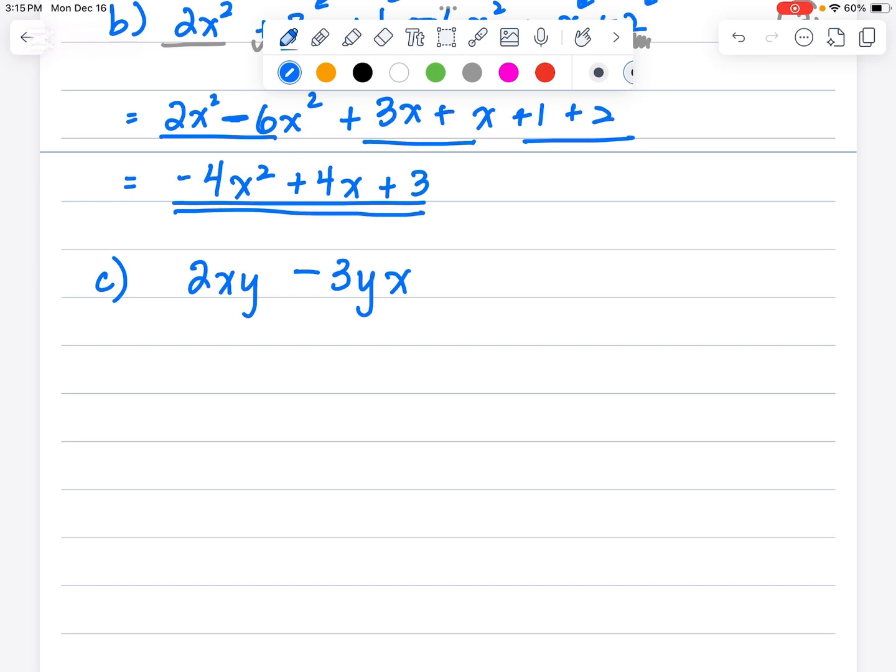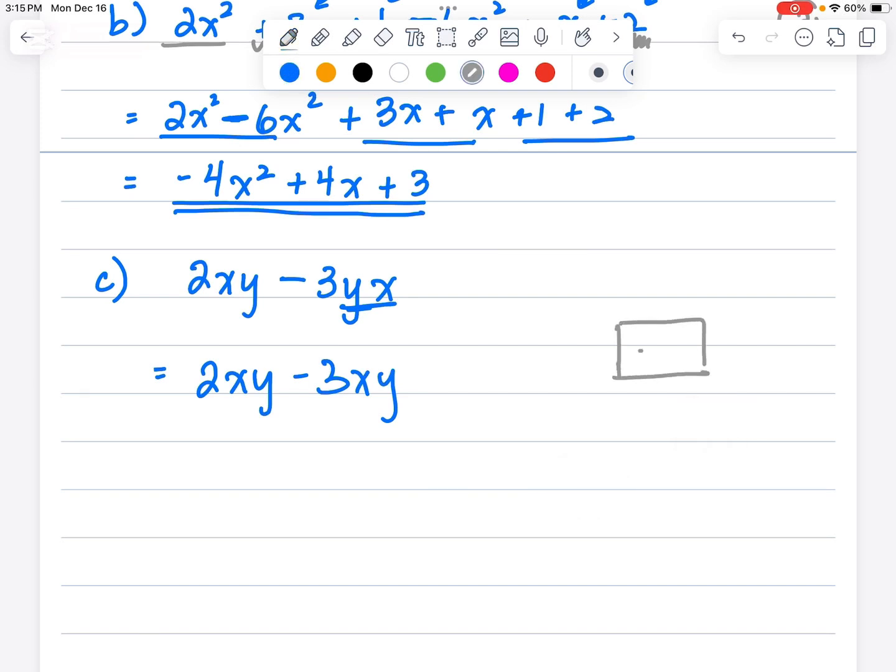Okay, pause the video, see if you can answer this, and then come on back. So these are considered like terms. I can very easily rewrite the yx into xy, and now it's a little bit easier to see. Now, if you're stuck, remember what would be on that wooden tile. It's xy that would be written on that wooden tile.